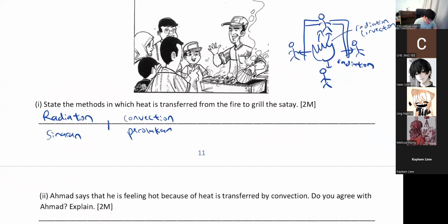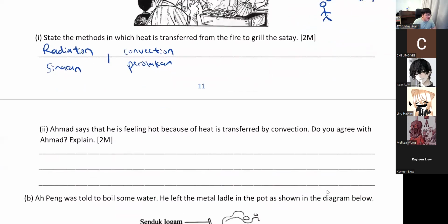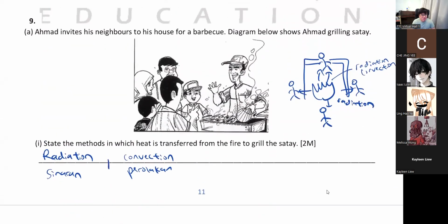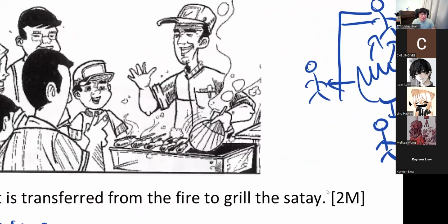So guys, two methods, we are in the exercise. Okay, anyway, so number two: Ahmad says that he is feeling hot because heat is transferred by convection. Do you agree? Right, guys, if Ahmad says he's feeling hot because of convection, is this correct?